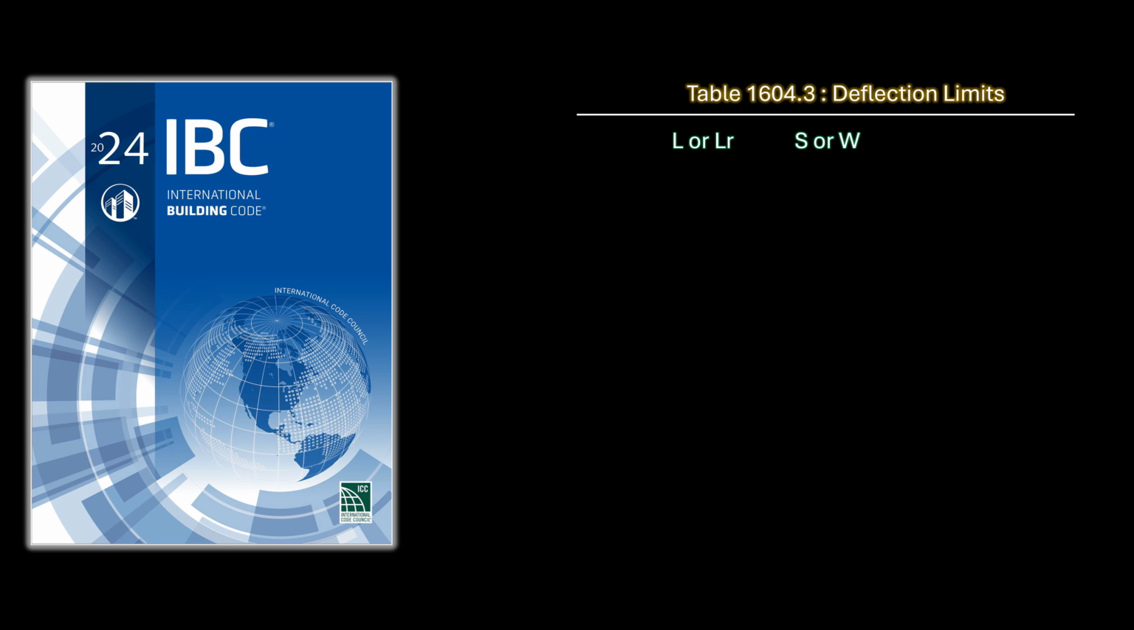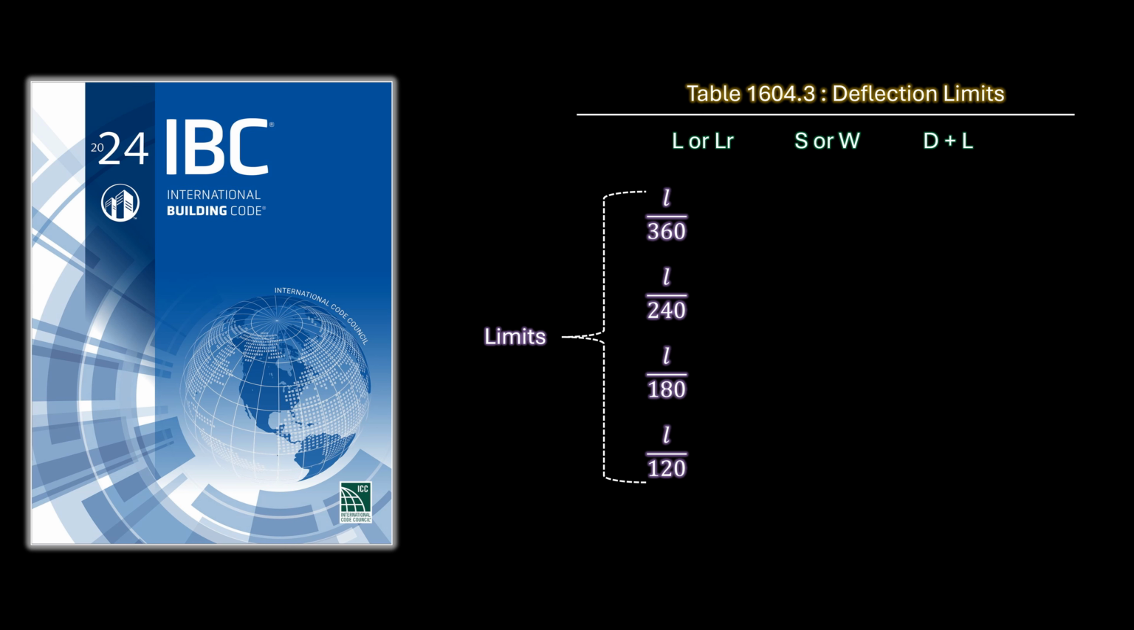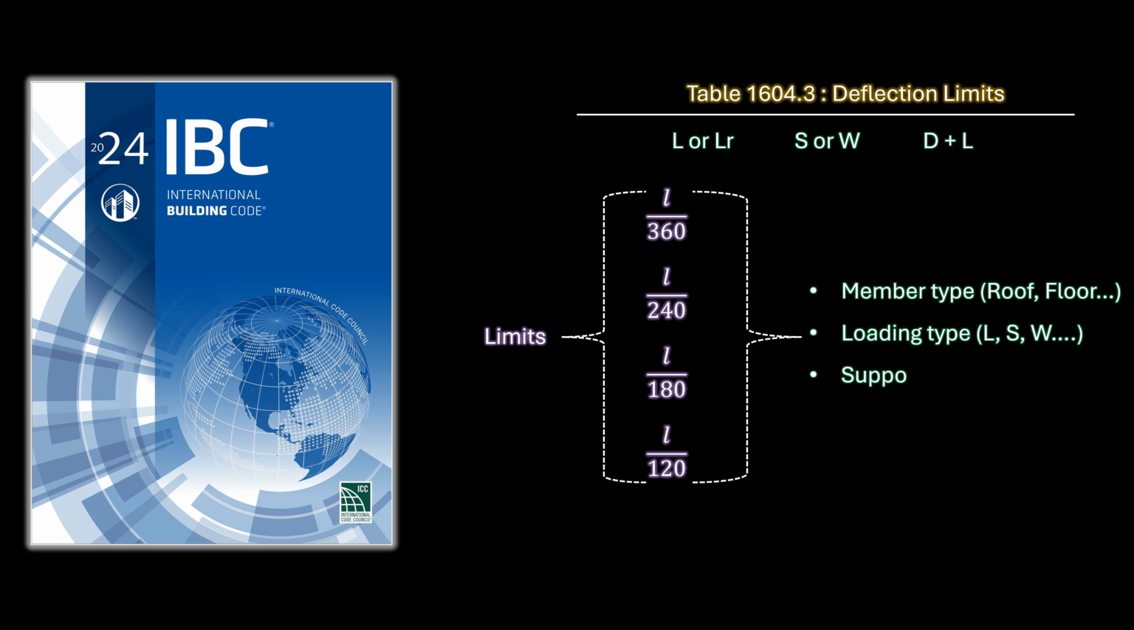Deflection limits are provided in Chapter 16 of the IBC. Table 1604.3 of the IBC provides deflection limits for structural members under various load conditions including live loads, snow loads, and wind loads, as well as dead plus live load combination. These limits are expressed as a fraction of the member's span length. Typical expressions of these limits are L over 360, L over 240, L over 180, and L over 120. The limits are tabulated based on the type of member, the loading under consideration, and the supported elements.